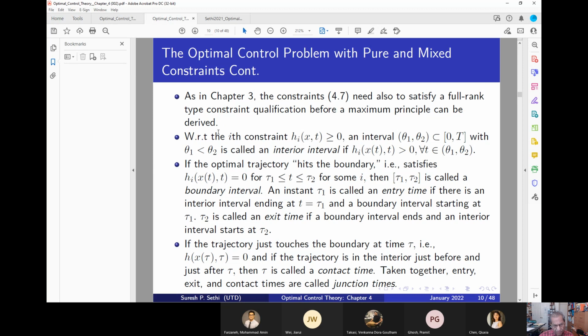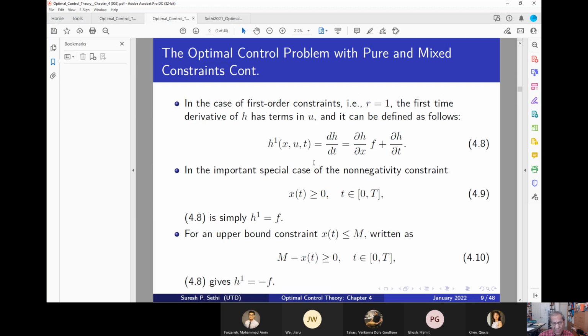Well, there is some terminology. The horizon is 0 to T, and pick up two points. So there's an interval which is a subset of this 0 to T. This is called an interior interval if h_i(x,t) is strictly bigger than 0 on (theta 1, theta 2). So go back to our example.